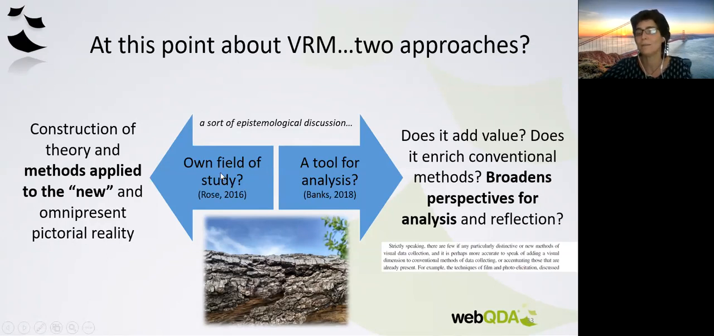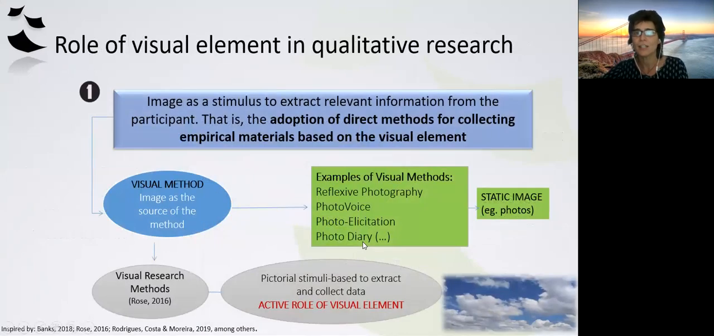So my question probably, at this stage of my research, is: what will be the future for visual research methods as a subfield of qualitative research? And that's why I share here these ideas. So we have these ideas: images as a stimulus. So we can have visual methods, image as a source of the methods.